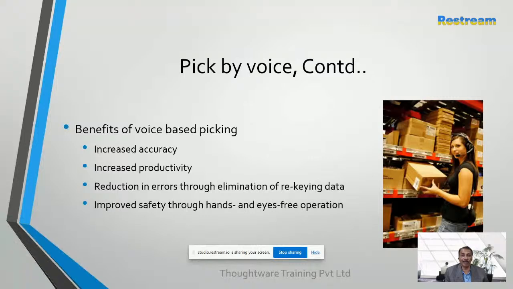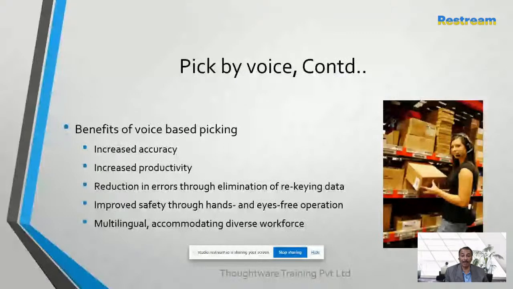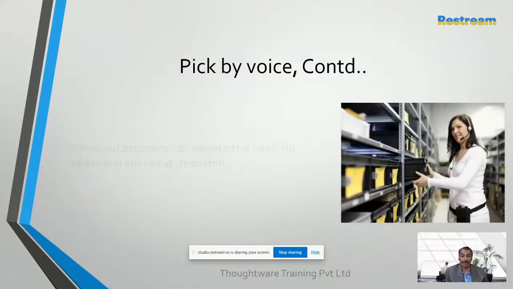When you are having a manual pick list, you will be focusing on the picking list, and that may lead to safety issues. And this is beneficial when you have pickers from various linguistic backgrounds, because the voice can come in any of the desired languages. So this was a real benefit when you have people who don't clearly understand English.